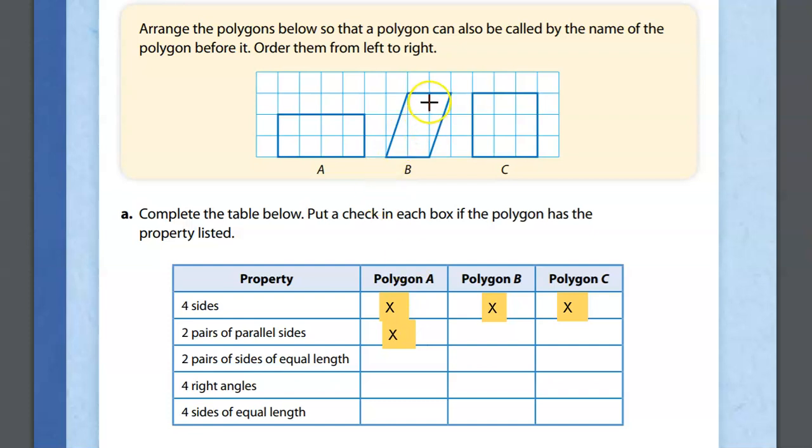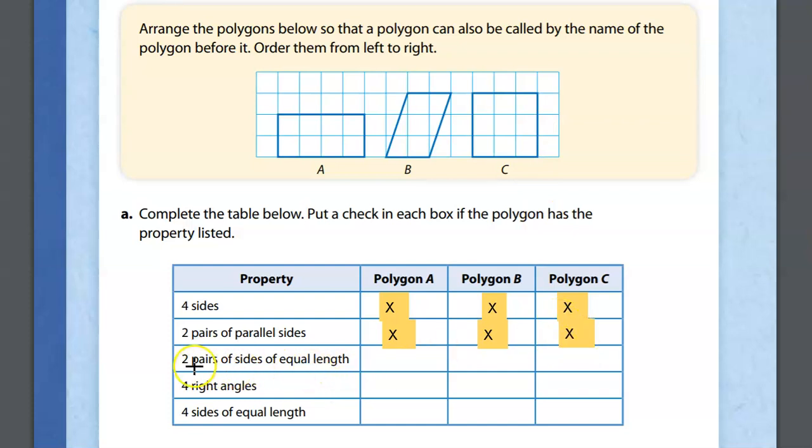Let's look at polygon B. We have one pair of sides that are parallel, and we have another pair of sides that are parallel. Again, each line on each side does not meet or touch one another. So polygon B fits the criteria. And polygon C, yes, it does. It has two pairs of parallel sides.